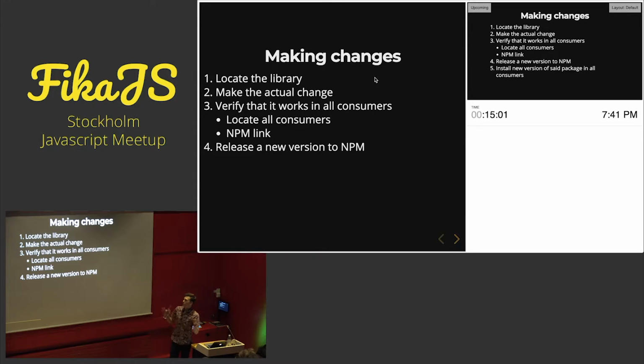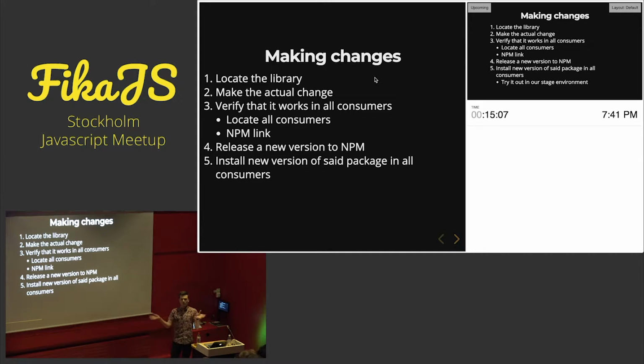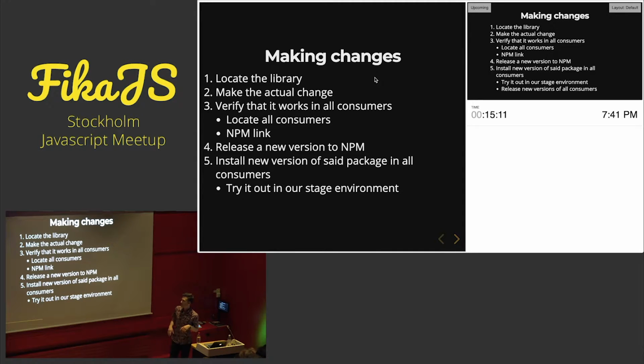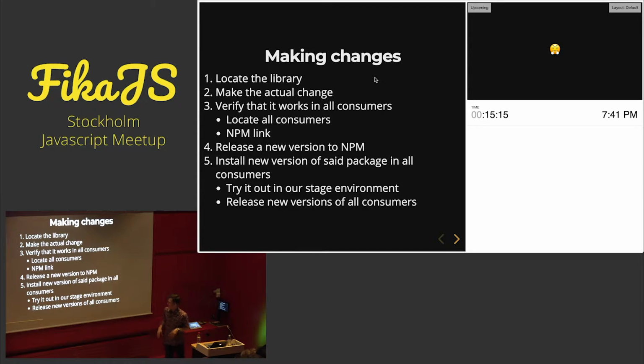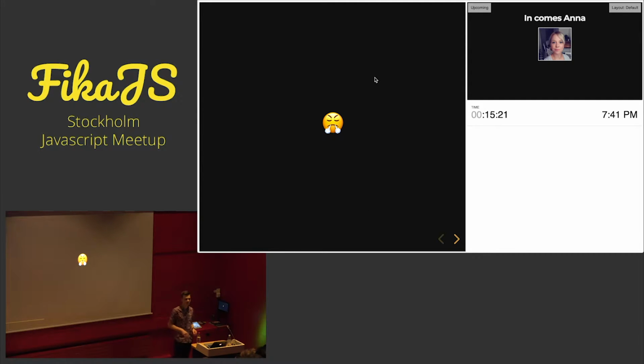Then we see that, oh, it works, super nice. So we release a new version to npm. Awesome. So now we install that new version on all consumers. And then we try out all the consumers in our staging environment. Nice. And now we release a new version of all consumers. Nice. It was easy enough. Good. No, it wasn't. It was frustrating.